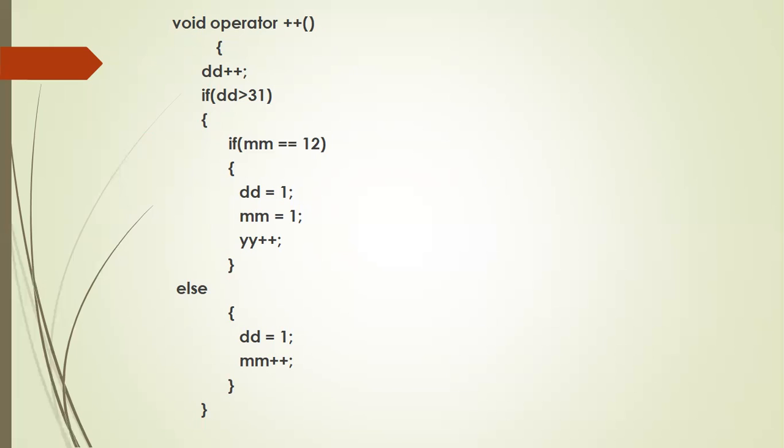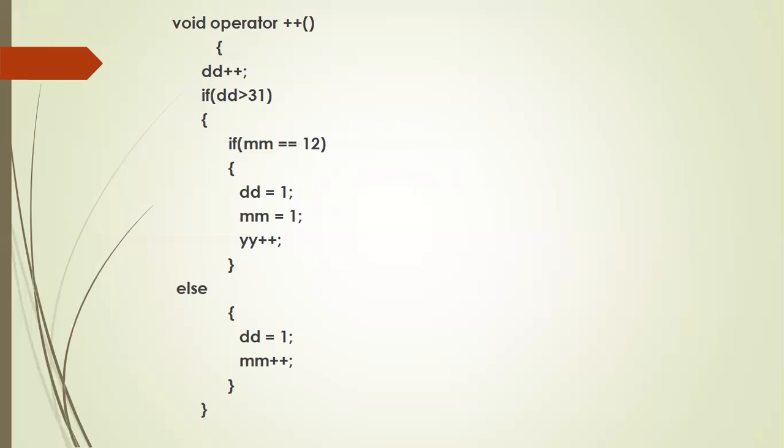The keyword is operator, that is a must, and here we are overloading plus plus. Since plus plus is a unary operator, I am writing the operator function here as a member operator function, which means no argument is necessary. So the first statement is, whenever the date is given to you, first you increment the date part. So dd plus plus.